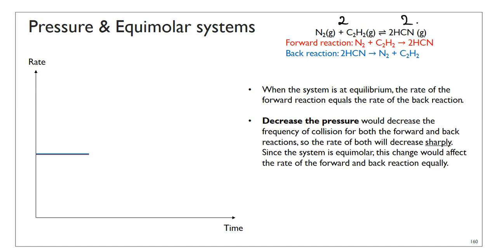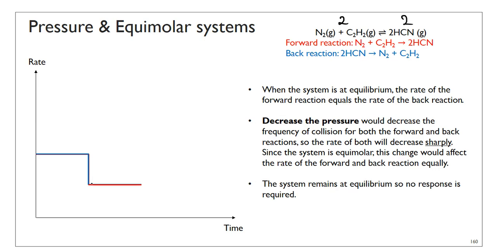So I cannot say that the forward reaction is going to be affected more because the forward reaction uses more particles, or the back reaction is going to be affected more because it uses more particles. Since the forward reaction uses 2 particles to make the products, and the back reaction also uses two particles, the forward and back reactions will go down by the same amount. But because they are going down by the same amount, the system is still at equilibrium because the rate of the forward and back reactions are still equal to each other. So the system just remains at equilibrium.